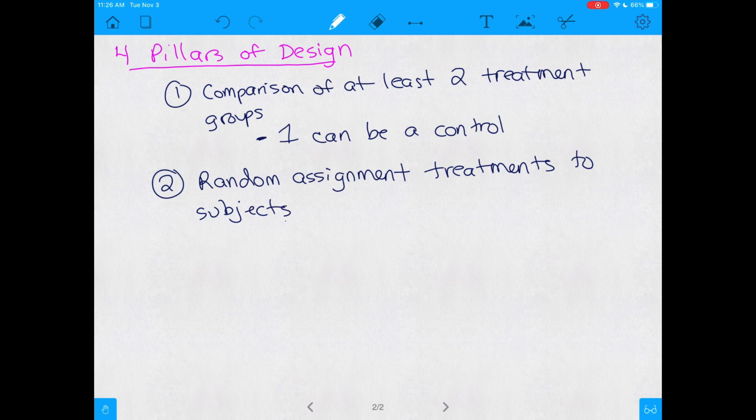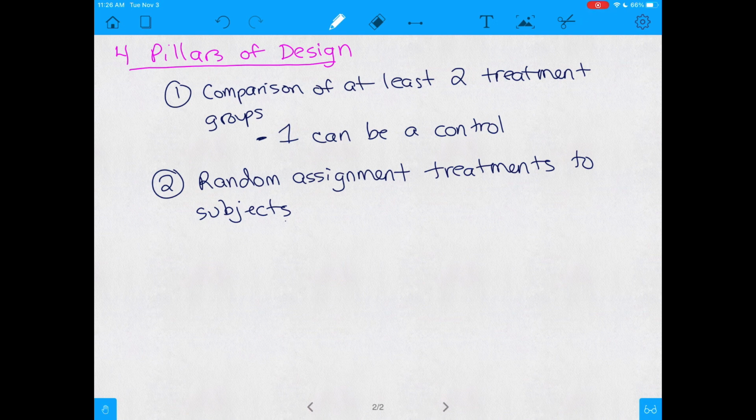Each individual within your study or within your experiment, whether that's a person, a car, a plant, a hamster, whatever it may be, you are randomly assigning a treatment to that person, not the other way around. So you're not randomly assigning a person to a treatment group. You're randomly assigning the treatment to the person.